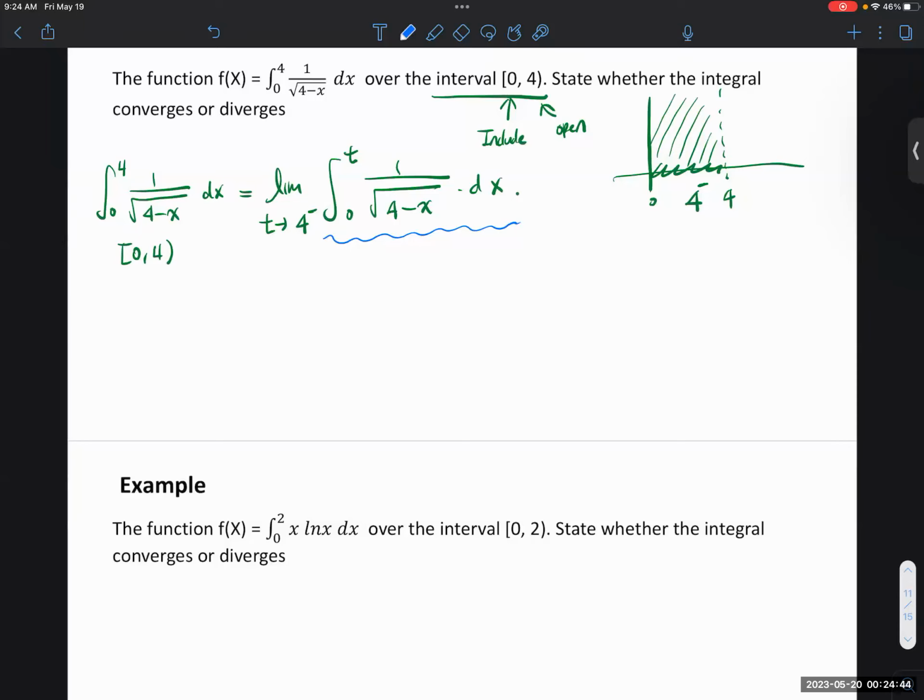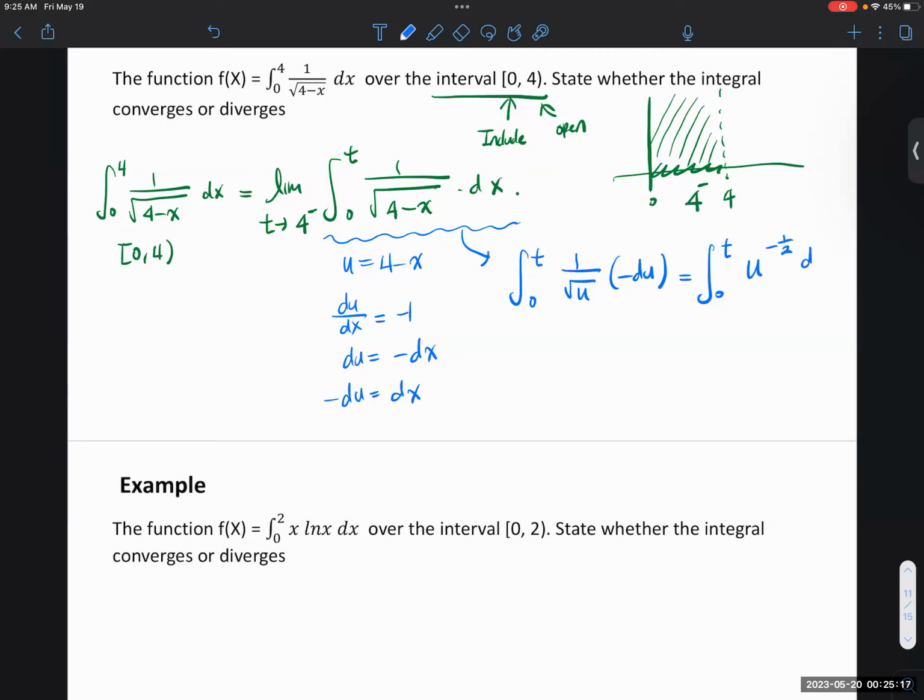This is definitely u substitution. u equals 4 minus x. du over dx is -1. du equals negative dx. Negative du will be positive dx. So now this is the integral from 0 to t, 1 over radical u, negative du. Okay, so we're gonna take the limit. This is the same as u to the -1/2 du, because the radical is a half exponent. Now you're gonna take u to the -1/2 plus 1, divided by that summation, from 0 to t.